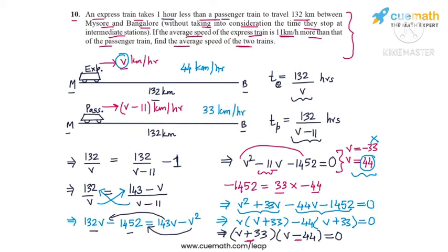So the answer is that the speeds of the two trains are 44 kilometers per hour and 33 kilometers per hour. And what I would like you to do now is take this as an exercise and verify that the answers are correct. So plug in these values back into the situation given to us and see if it aligns with the data points that are given to us in the problem statement.